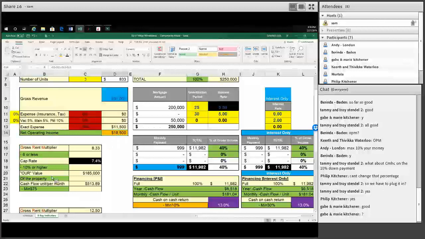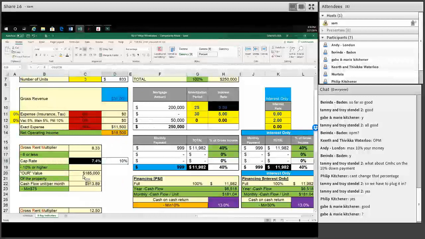Okay, that's okay. The reason we use 10 is if I estimate the value times 10, that means I would make a 10% return, right? So if I could get this property at $185,000, that would be a 10% return if I was making $18,500. Does that make sense? So if I go equals income divided by investment, what do we get? We get 10%.